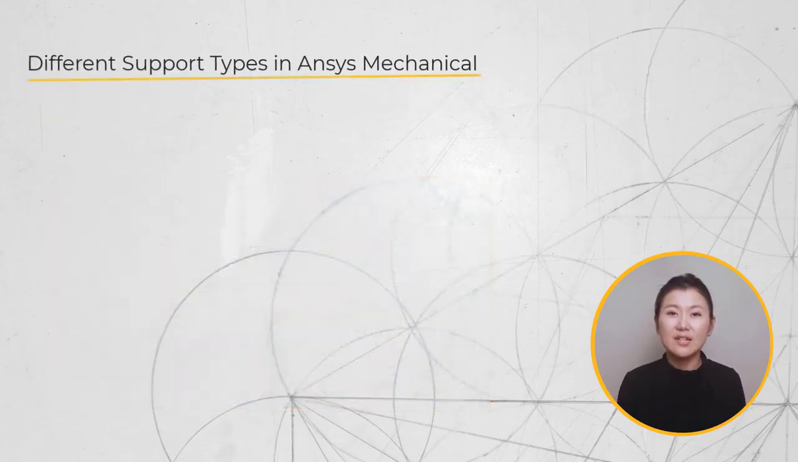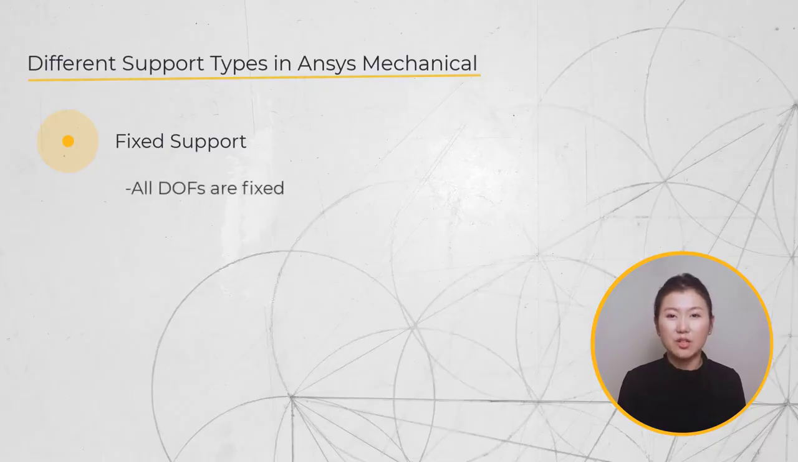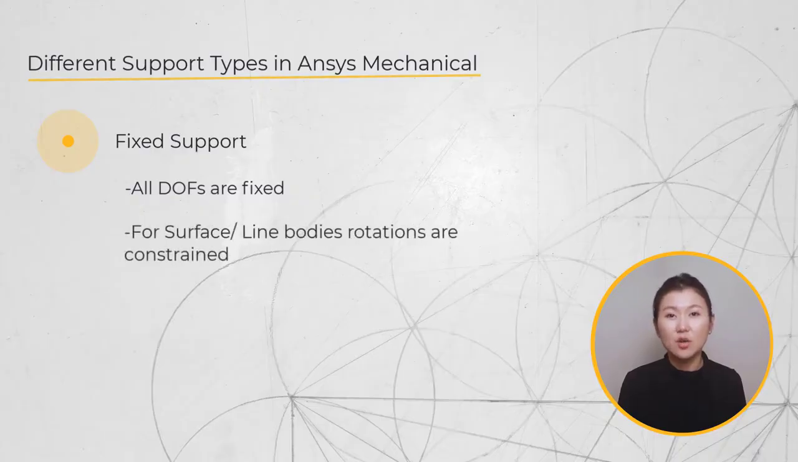Let us now investigate the different support types available in Ansys Mechanical and their meaning. The first one is a fixed support. All degrees of freedom are fixed or constrained for the scoped locations when this support type is used. For surface or line body, the rotations will be constrained as well. But one should be aware of the possibility of over-constraint because the nodes on fixed face cannot move at all.